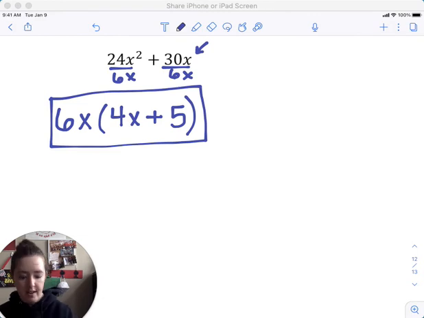I know I'm done because I don't have another squared in there. If I had a squared, I would want to look at it and see if I had a difference of squares or something like that.